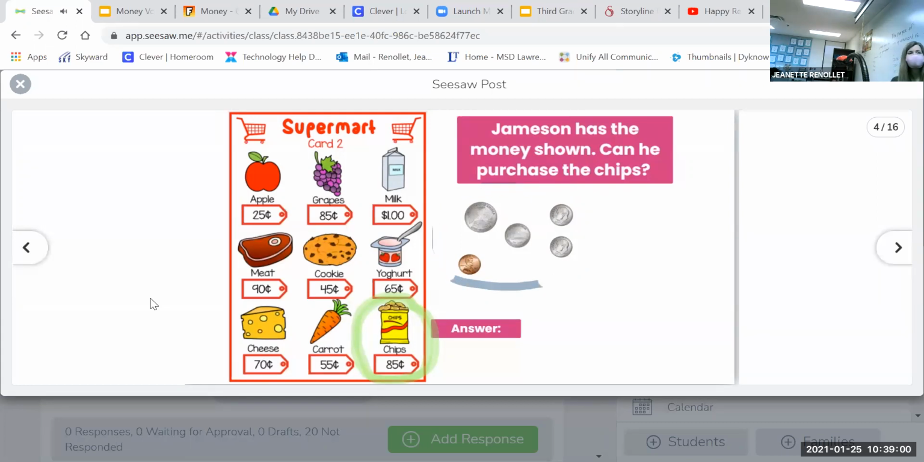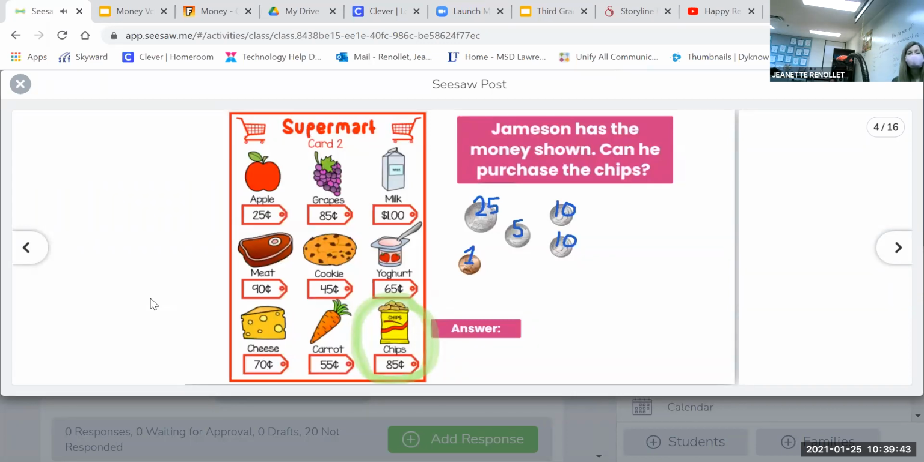First, I need to find a value of the collection of coins and bills. I notice that Jameson only has coins. So let's begin by labeling the value of each coin. I see a quarter. I know that has a value of 25 cents. I recognize this as a nickel. Nickel has a value of 5 cents. This is a dime. Dimes are worth 10. Another dime, another 10 cents. And finally, 1 penny, which is 1 cent. I have labeled the value of each coin or bill. I don't have bills in this example.